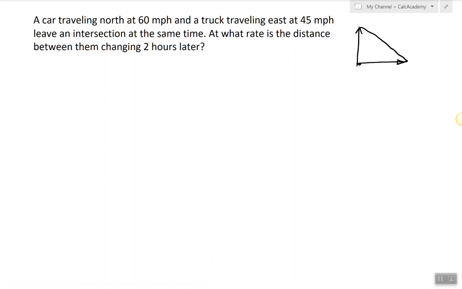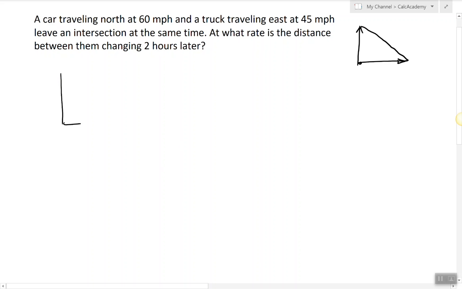So let's introduce some variables. Let's denote x, the distance from the car to the origin. Let's denote y, the distance from the truck to the origin, and let's denote z, the distance between the two vehicles.